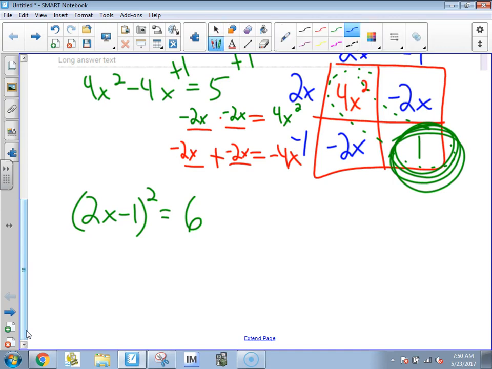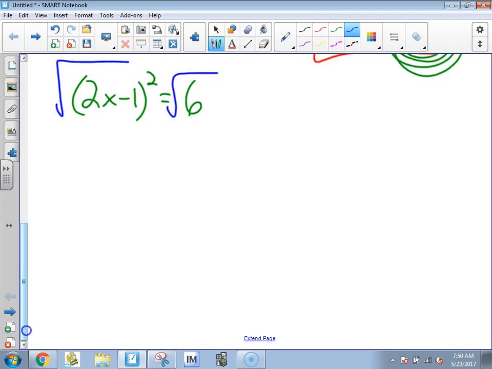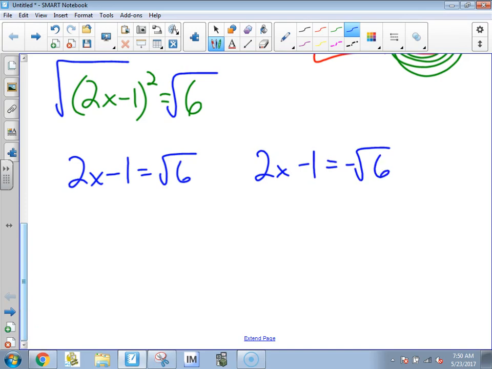Now, I'll go through the process of completing the square by taking the square root. So, take the square root of both sides. Remember, that means that there's going to be two separate problems. One when it's a positive square root and one when it's a negative square root. So 2x minus 1 equals positive square root of 6. 2x minus 1 equals negative square root of 6. And then I add 1. Add 1. And of course, divide by 2.